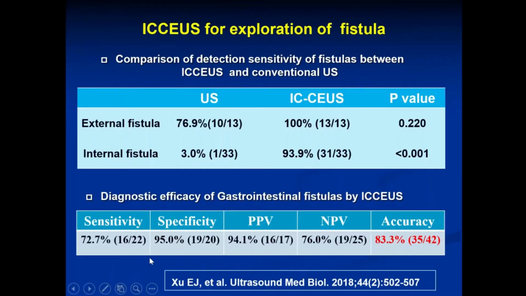We found that the diagnostic efficacy of ICCEUS for the detection of fistulas, especially internal fistulas, was higher than that of conventional ultrasound. For example, the diagnostic accuracy of gastrointestinal fistula by ICCEUS was 83.3%. And that work was also published in UMB.